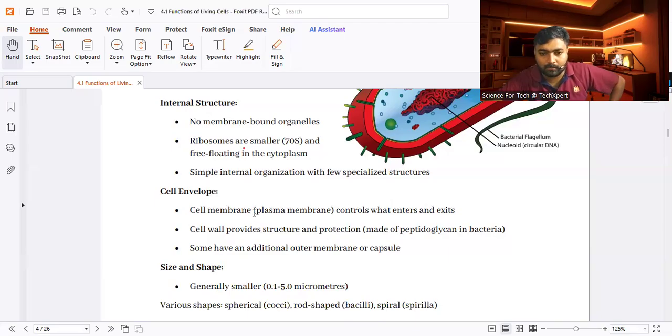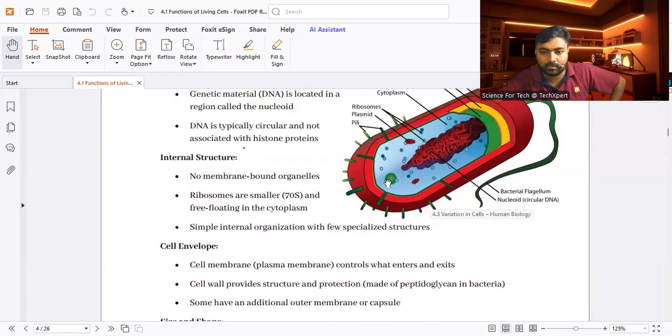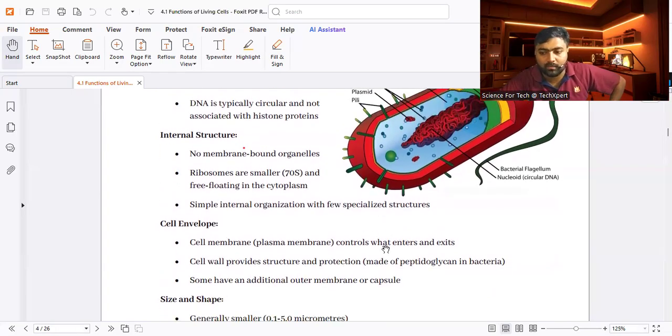Then the cell wall provides structure and protection. The cell wall is just like a wall built for our houses, and it also gives us protection. And this is important: this cell wall is made up of peptidoglycan, and this peptidoglycan is known as murein.